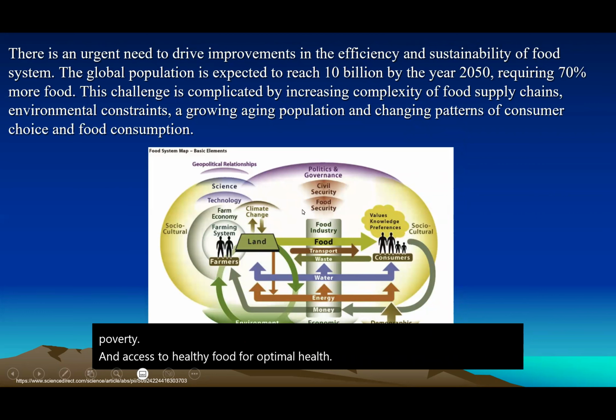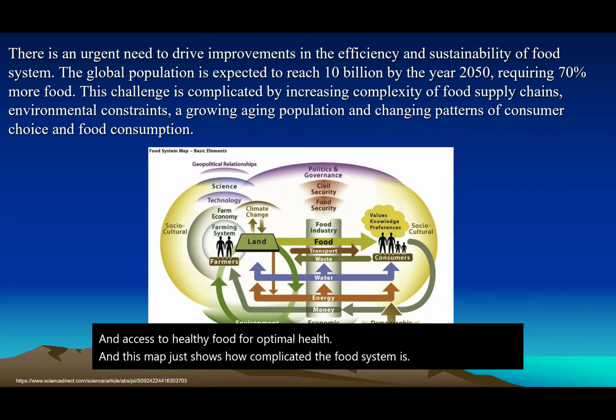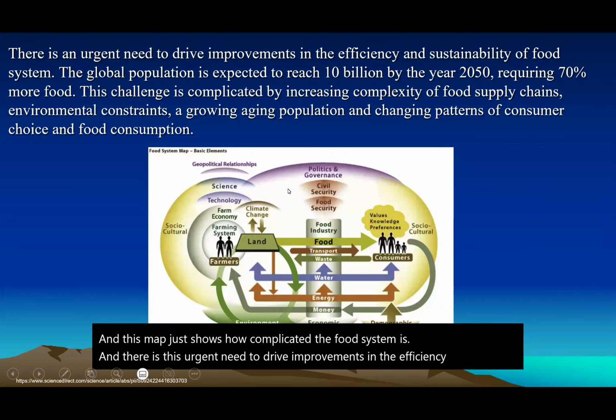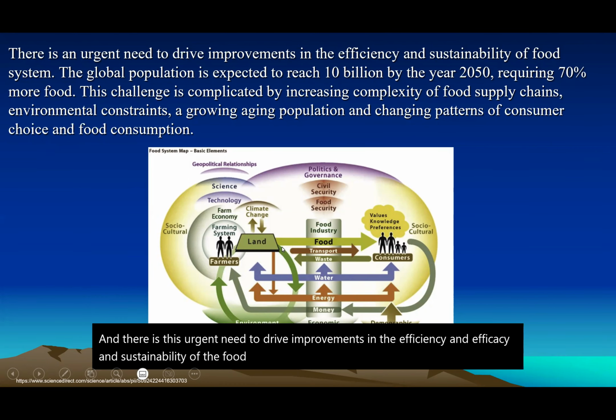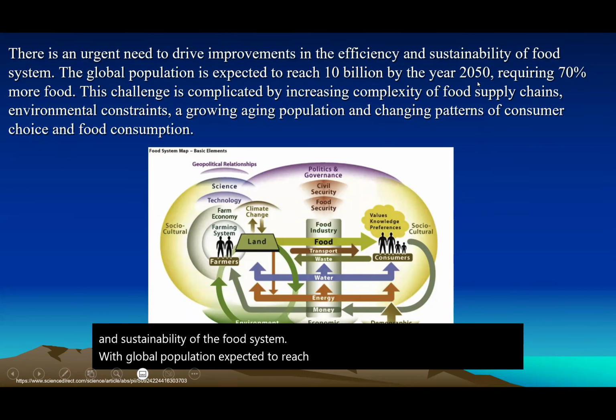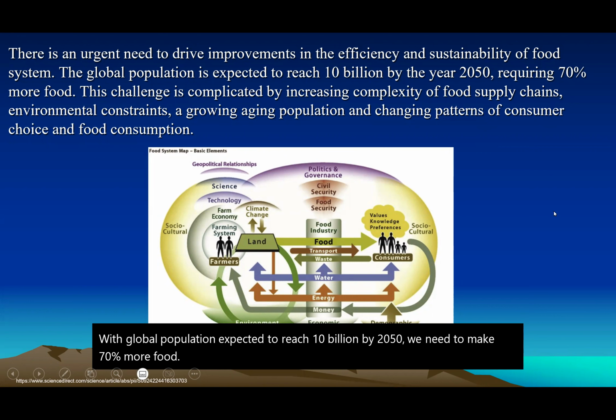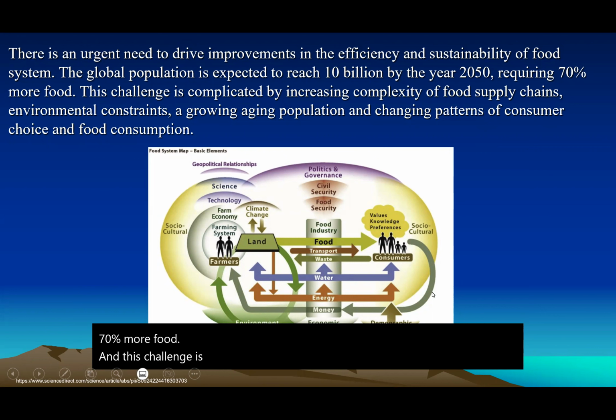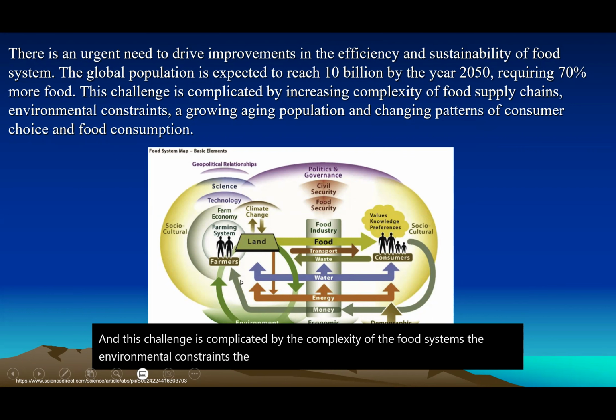And this map just shows how complicated the food system is. And there is this urgent need to drive improvements in the efficiency and efficacy and sustainability of the food system. With the global population expected to reach 10 billion by 2050, we need to make 70% more food. And this challenge is complicated by the complexity of the food systems, the environmental constraints, the aging population, and changes in consumption patterns.